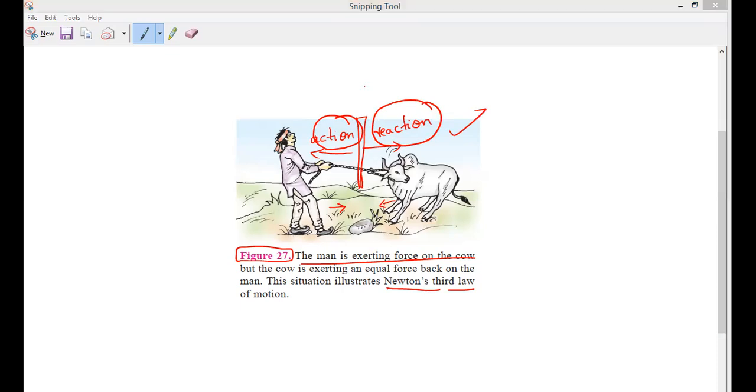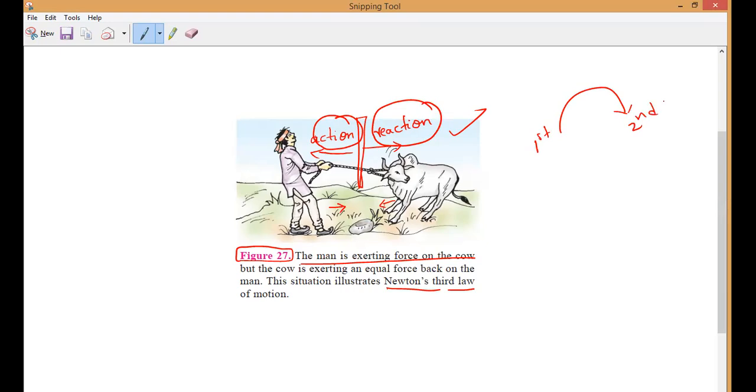Danishka, everybody try to open your mouth. Arun Kailas, you also, Gokul also. So the force exerted by the first body on the second body is called as what? Action. All of you should remember. Now, the force exerted by the second body on the first body is called as what? Reaction. Reaction is in the opposite direction.